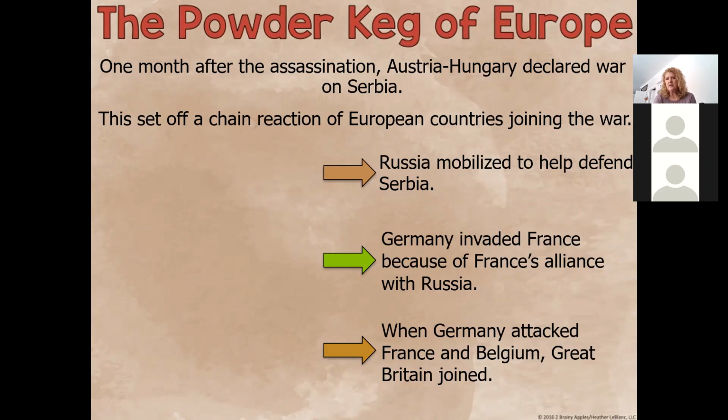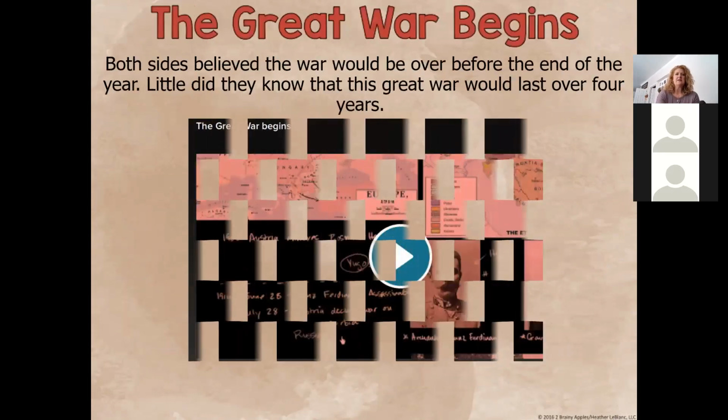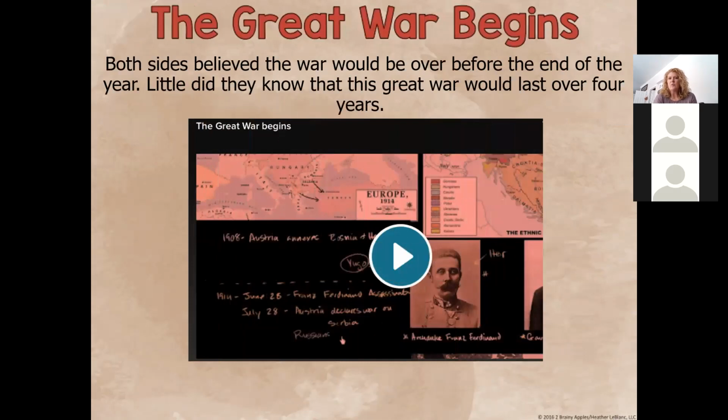So you can see how this is a chain of events simply based on agreements. Nothing else was done to these countries except for honoring their agreement to help defend their friends of other countries in the event of a war. So both sides believed that the war would be over before the end of the year. So they were all wrong. This ends up lasting over 4 years. That's why 17 million people were killed.